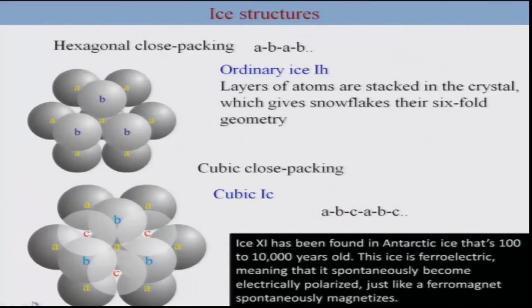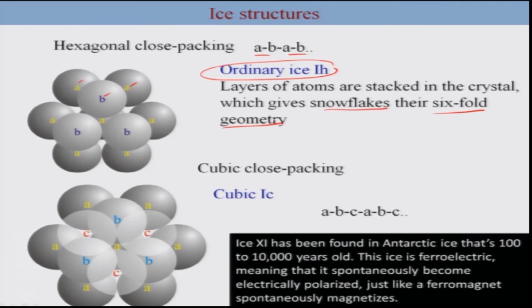So let us look at it. What is hexagonal? Well, this is a simple hexagonal close packing where the water molecules fill up the positions represented here as A as the first layer and B in the second layer. So that becomes an AB kind of pattern, and that is the ordinary ice, the Ih form, and you see those kinds of structures in snowflakes giving their 6-fold geometry.